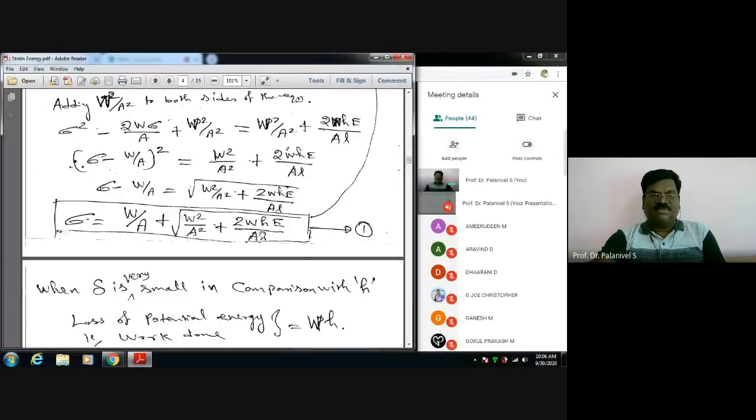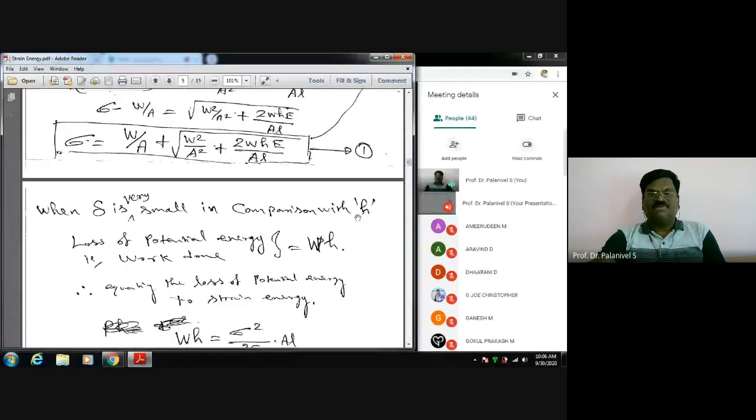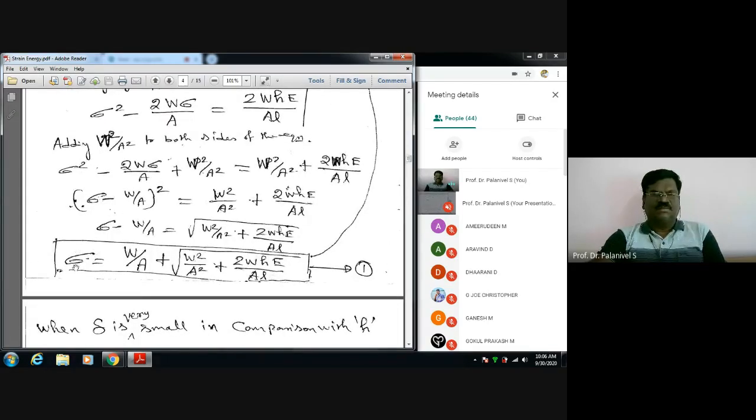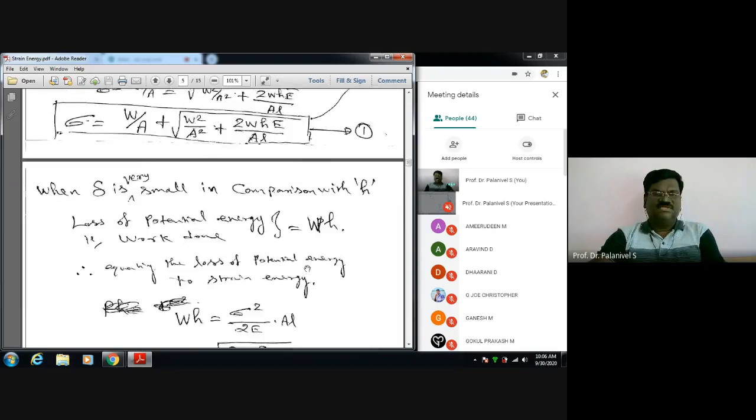Please memorize it. When del is very small in comparison with H, the loss of potential energy, the work done, is equal to W into H. In short, we can determine the stress induced accurately, in sensitive cases. But if I don't want to determine the stress induced so accurately, because when the bar is subjected to impact force the deformation is very negligible when compared to the height from which it falls down, I want to neglect del. This is a short way you can determine it.